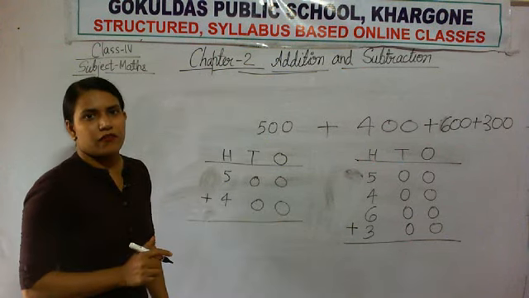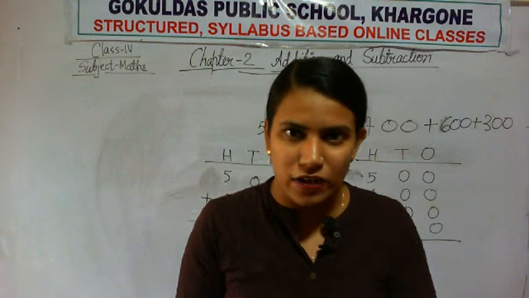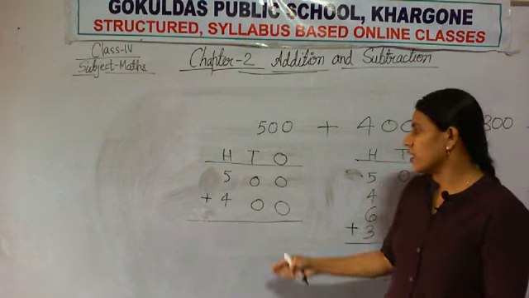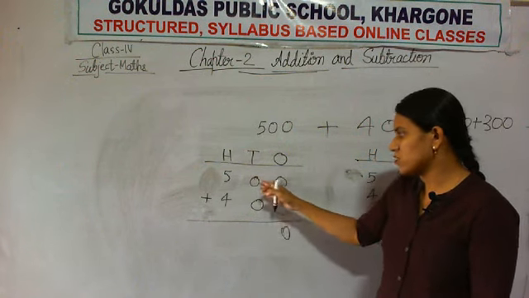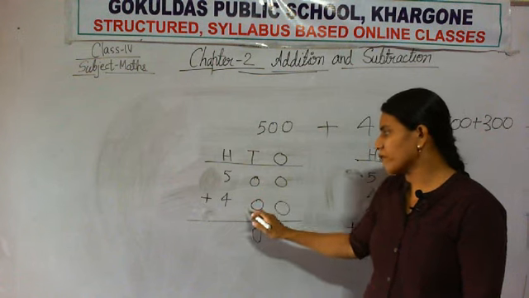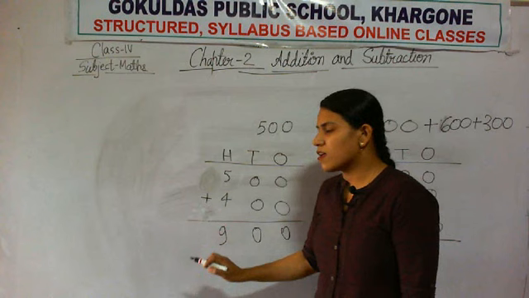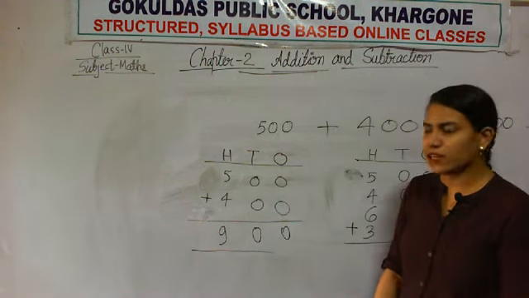Now perform addition. What is this step? First arrange the numbers column wise, then put the symbol, then add. Okay. Now add one column. 0 plus 0 is 0. 0 plus 0 is 0. 5 plus 4 is 9. Right. So you got answer 900.